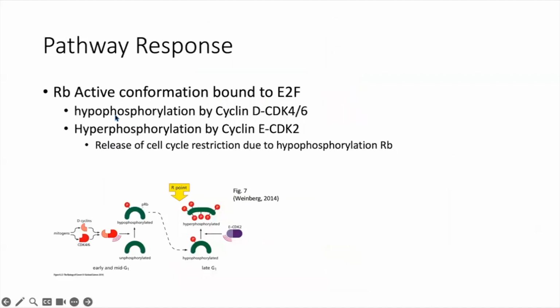RB, as I said earlier, is constantly produced and is a restriction point for the cell cycle. This is because at rest, it is bound to E2F, which is a transcription factor used to encourage and continue the cell cycle into G1 and S phase.